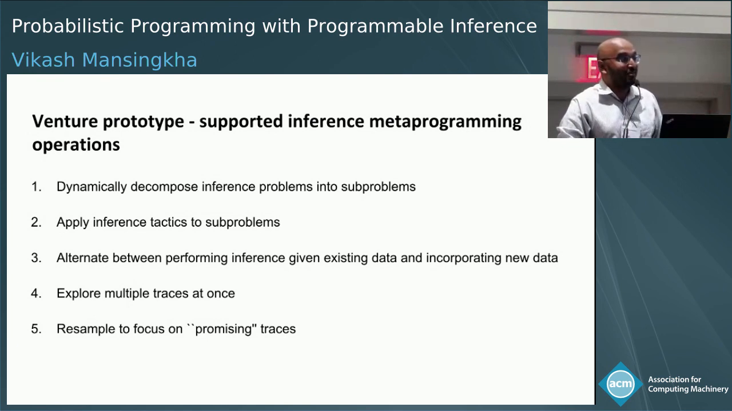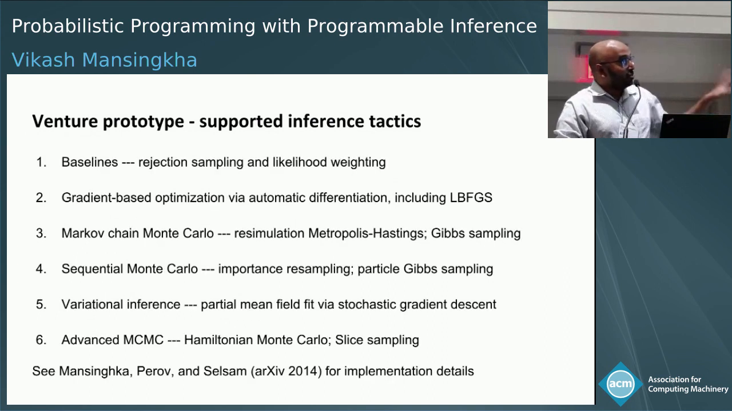The Venture prototype also supports an interestingly broad class of inference tactics, that is, for making updates to parts of a trace given a subproblem. And those include baseline techniques like rejection sampling and likelihood weighting, gradient-based optimization, all based on automatic differentiation, Markov chain and sequential Monte Carlo, variational inference, and some advanced MCMC techniques. And there's a tech report online that has the implementation details for many of these tactics, including how you maintain the trace data structures and update them efficiently.